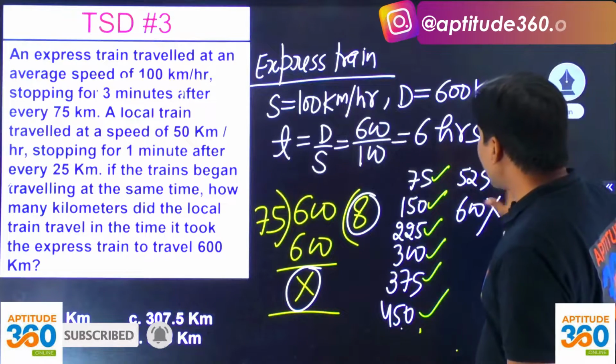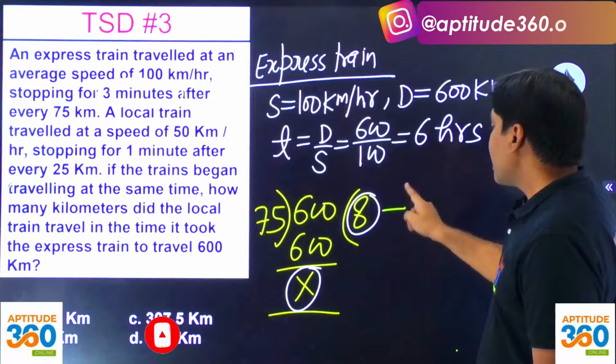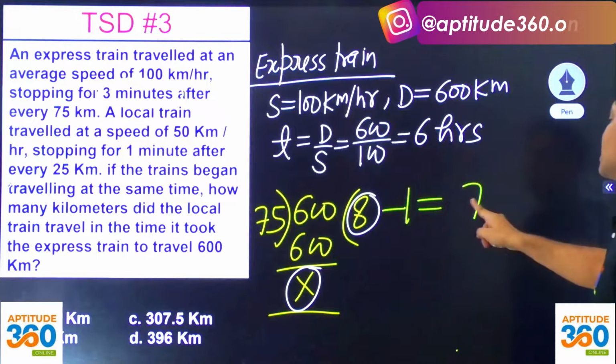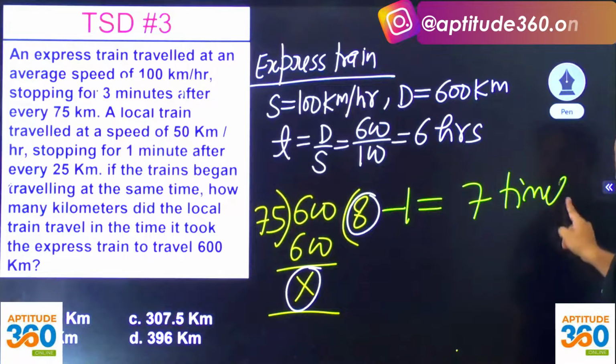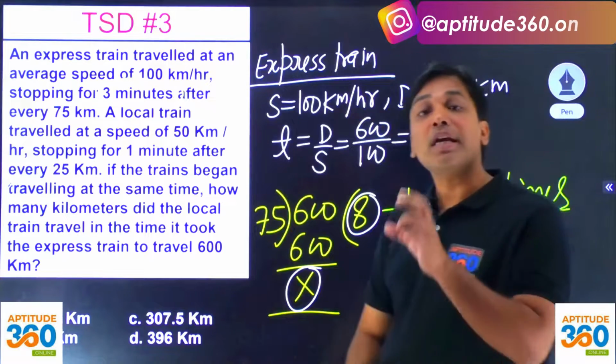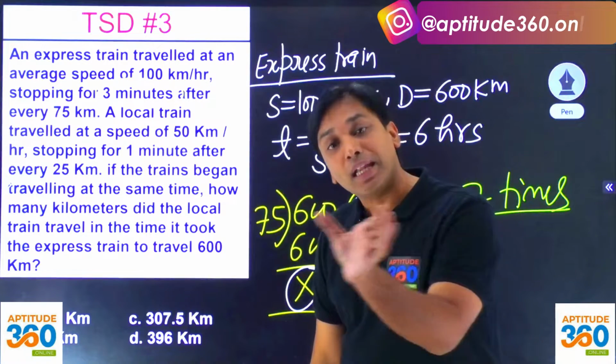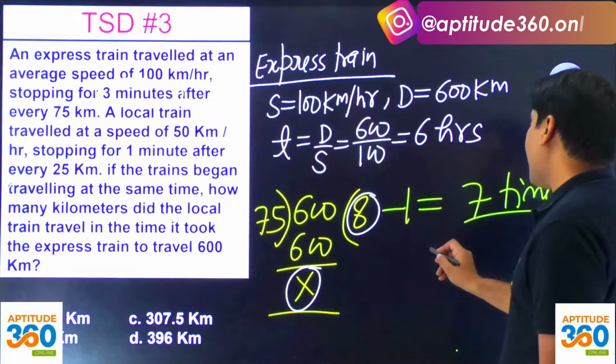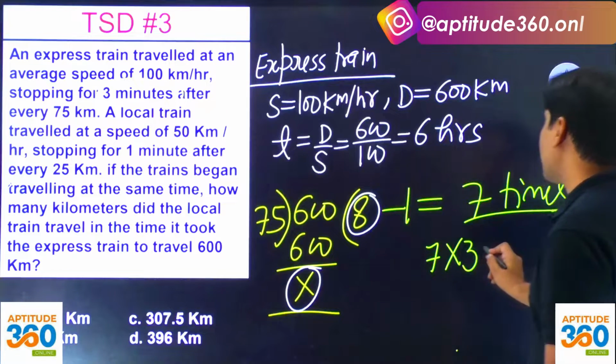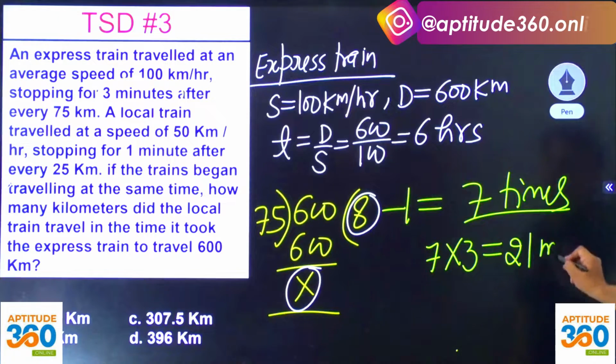So what did I tell you in the previous video? Simply आप क्या लिख दो 8 minus 1, 7 times. So the express train is going to be stopping for 7 times in between. और हर एक बार वो रुकेगा तो कितना रुकेगा 3 minutes. So 21 minutes हो गया.